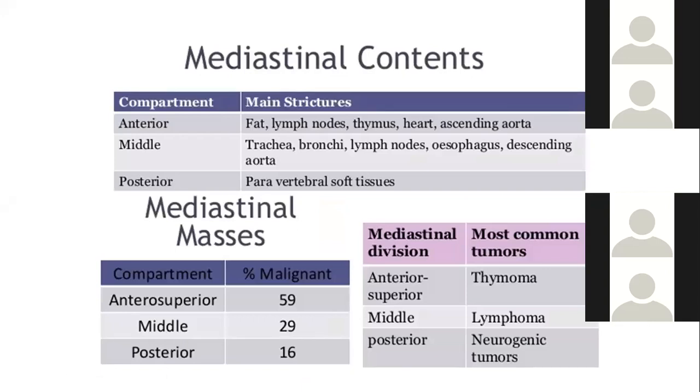So what are the mediastinal contents? It depends on which classification you're following. In Felson's classification, the anterior mediastinum will have fat, lymph nodes, thymus, heart, and ascending aorta. The middle mediastinum will have the trachea, bronchi, lymph nodes, esophagus, and descending aorta. And posterior will have mainly the soft tissues of the prevertebral space. As we can see, anterior mediastinal masses are the most common malignancies of all the three, and the common tumors are listed here. We'll try to enumerate them as we go ahead.